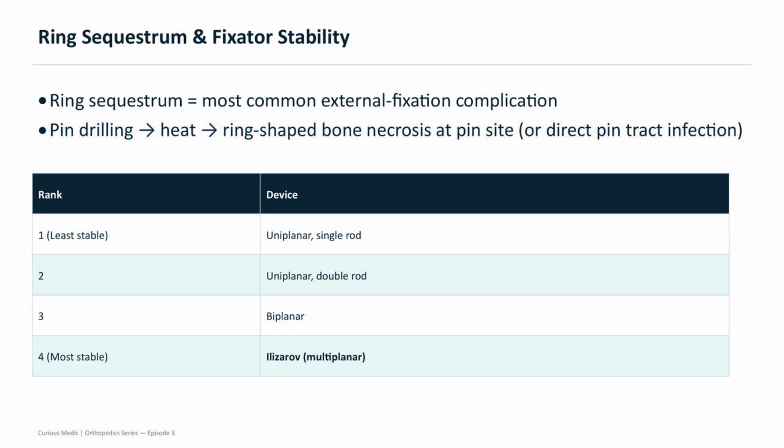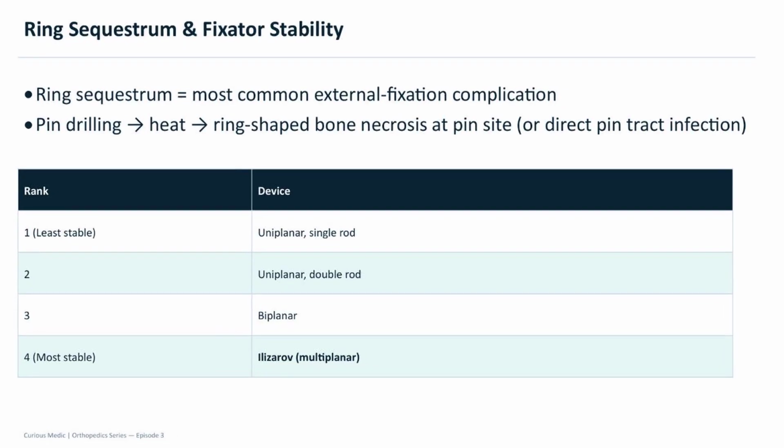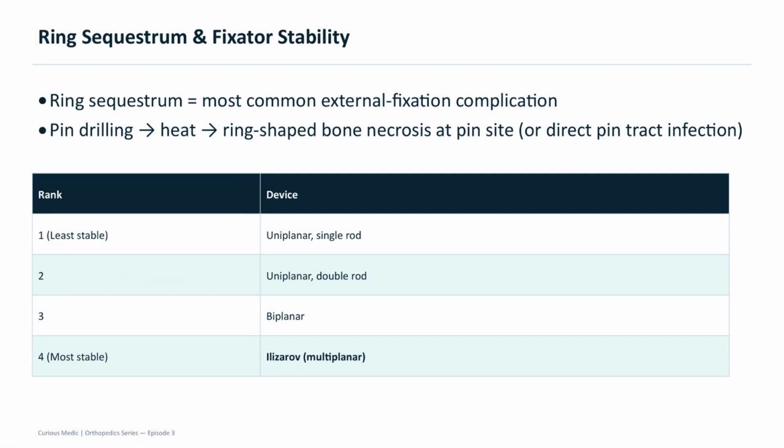Now, regarding stability of external fixators. To make an external fixator more stable, you can increase the number of pins in the bone, increase the number of rods connecting the pins, or increase the number of planes.